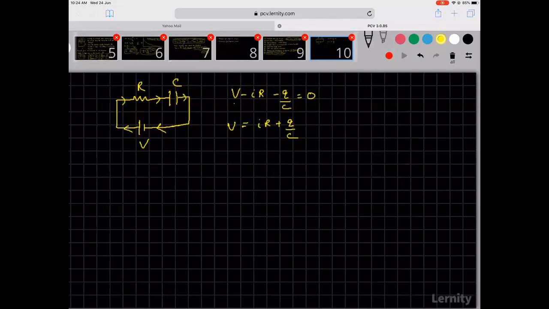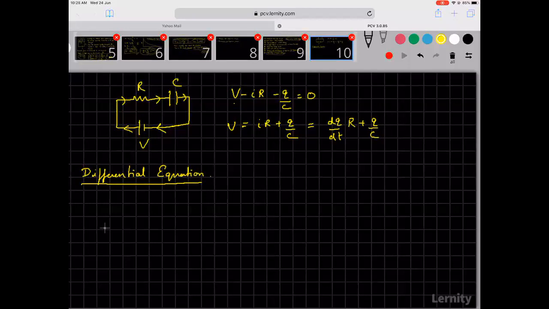Now this can be written as dq by dt. So dq by dt times R plus Q by C. So from here I have to solve this. To solve this, there is a technique. This is a differential equation. You will learn how to solve this in your regular classes. There is a chapter called differential equations in maths, so you will be learning it.